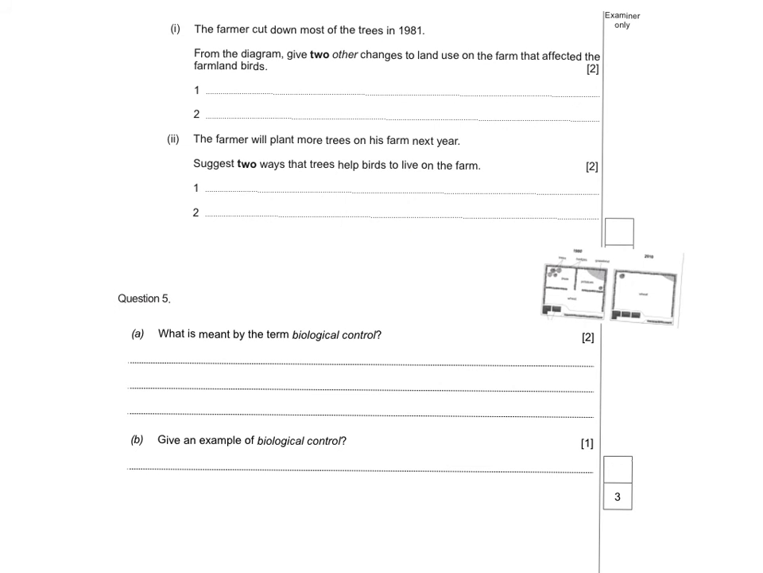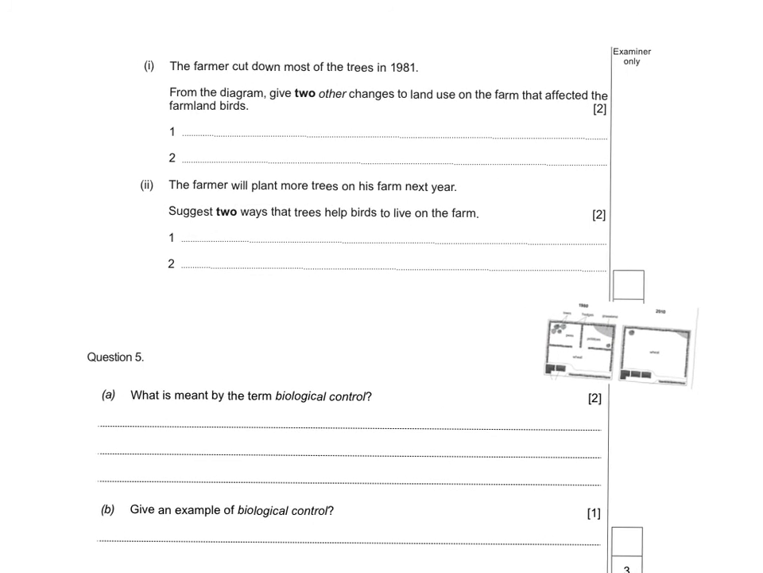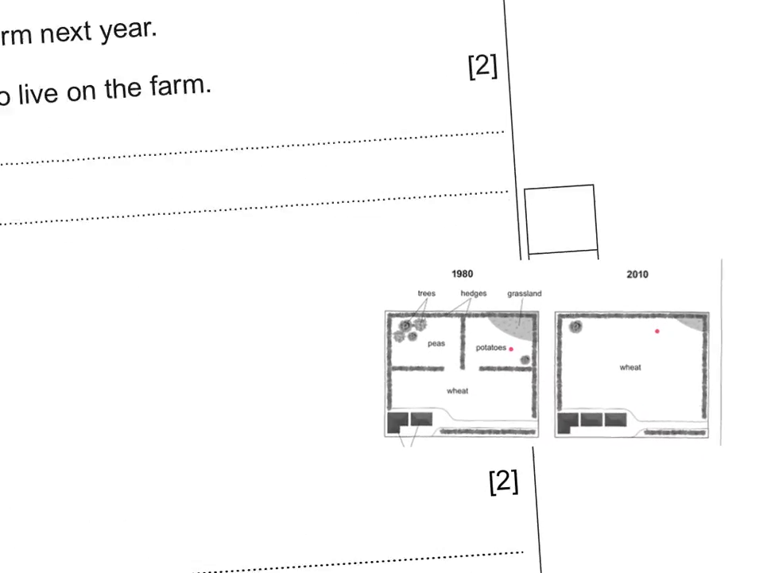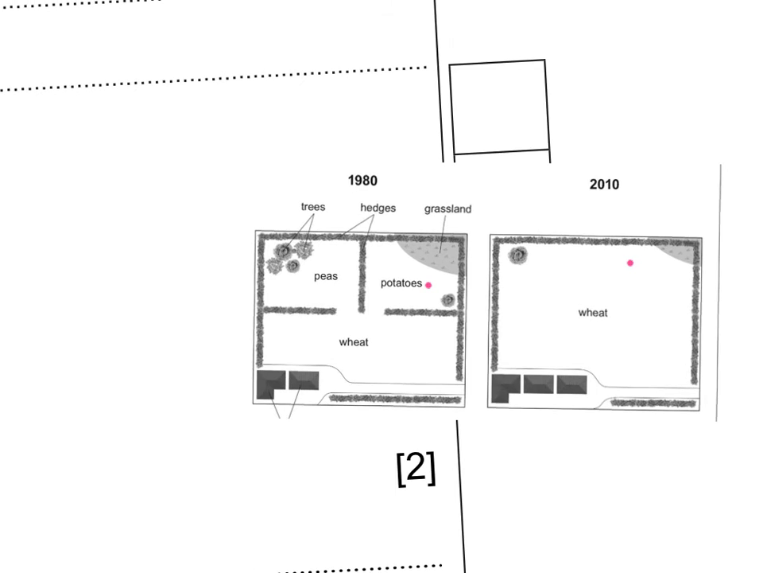Okay. From there, it says the diagram shows land use on a farm between 1980 and 2010. The question then says the farmer cut down most of the trees in 1981. From the diagram, give 2 other changes to land use on the farm that affected the birds. Oh, why can't I click? So I've got the image here.